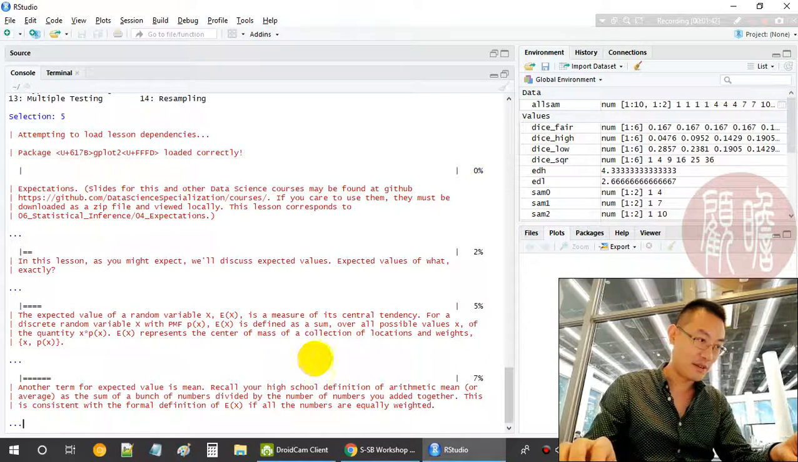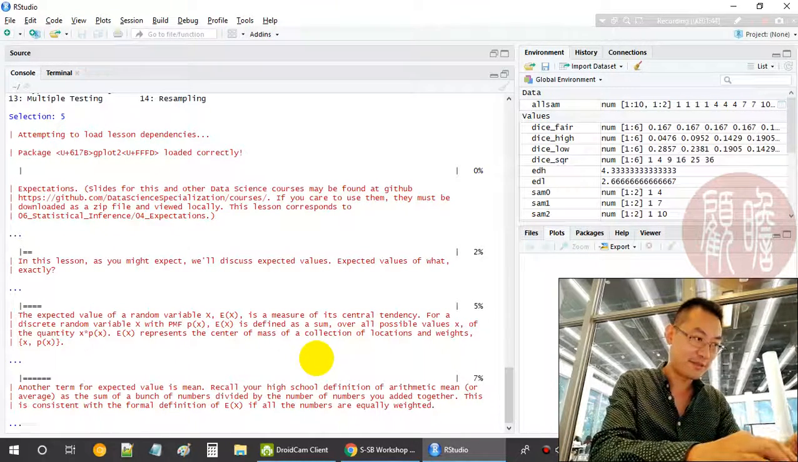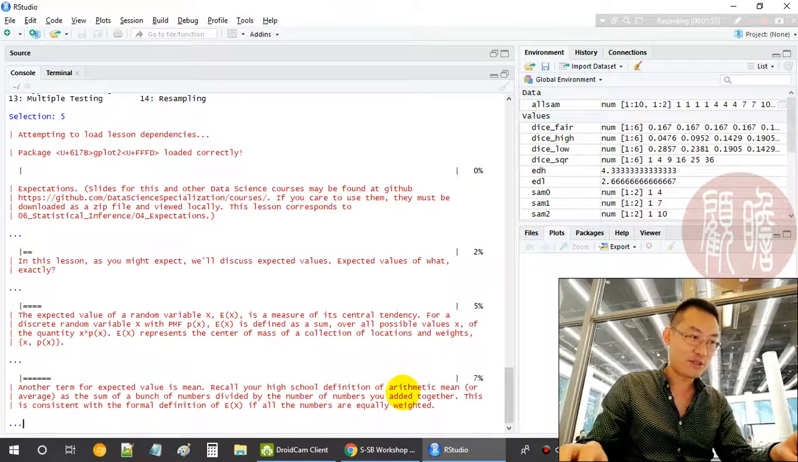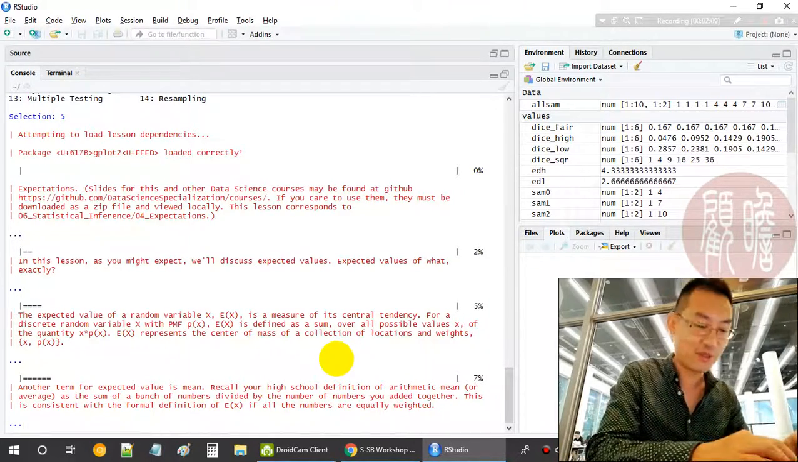Let's have a look at the example. Another term for expected value is mean value or average value. Recall our high school definition of arithmetic mean or average: the sum of a bunch of numbers divided by the total number of numbers you added together. This is considered the formal definition when all numbers are equally weighted. So we assume everything is equally weighted.